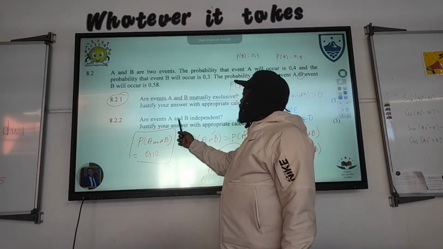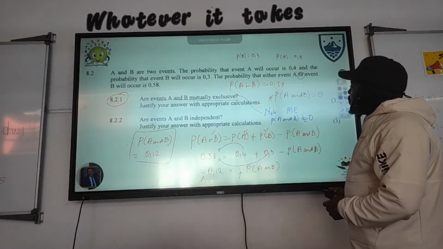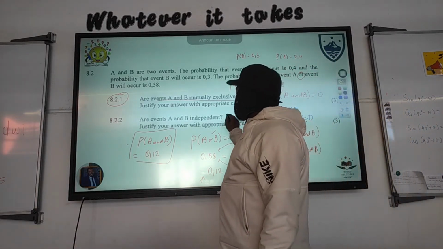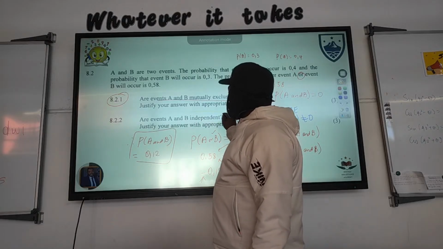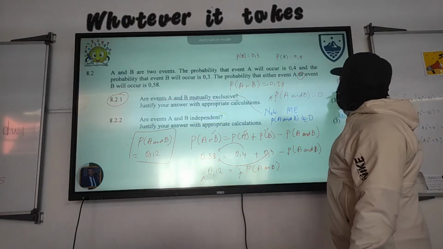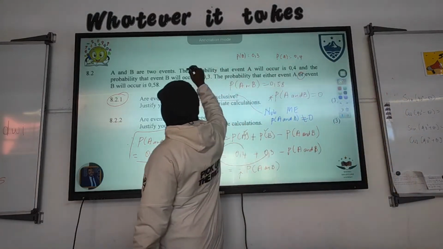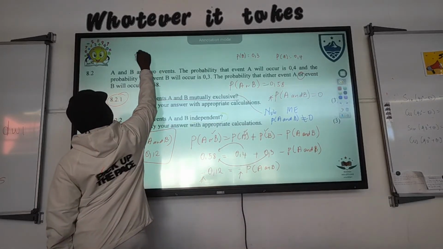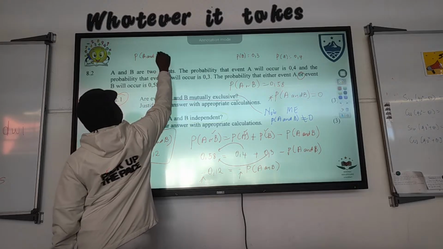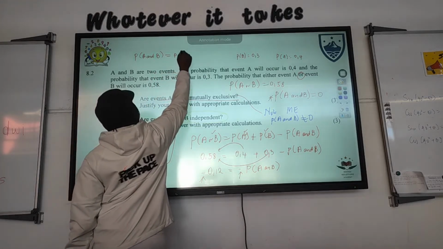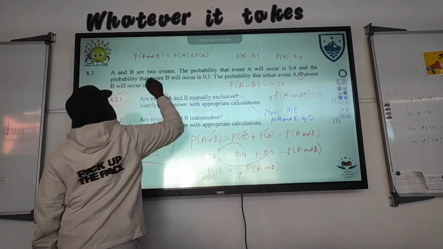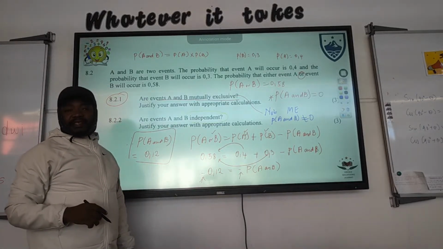Let us now move to: are events A and B independent? I said to you guys, once you see this word, independent, you must think of the product rule. I'm going to write it on top there: P(A and B). For them to be independent, the probability of A multiplied by the probability of B must be equal to the probability of A and B happening at the same time.